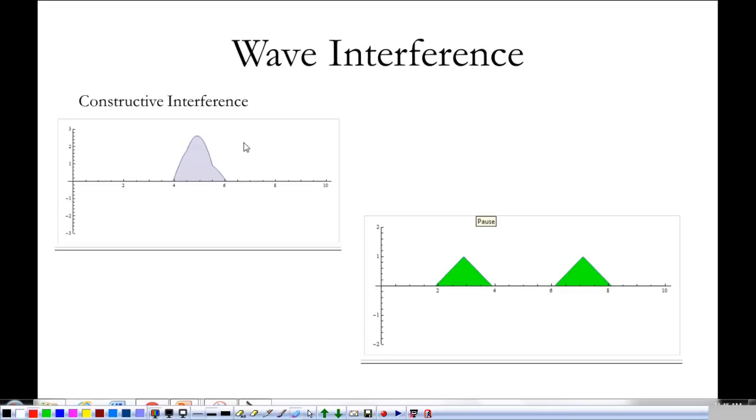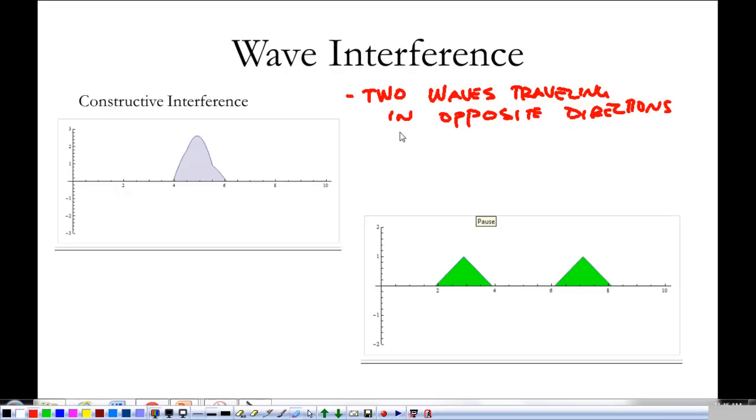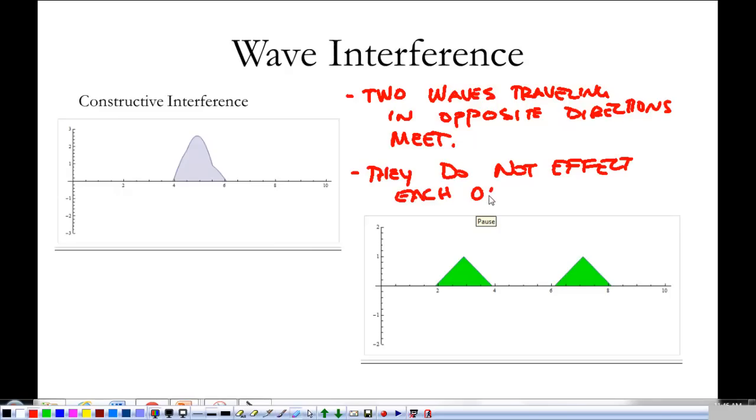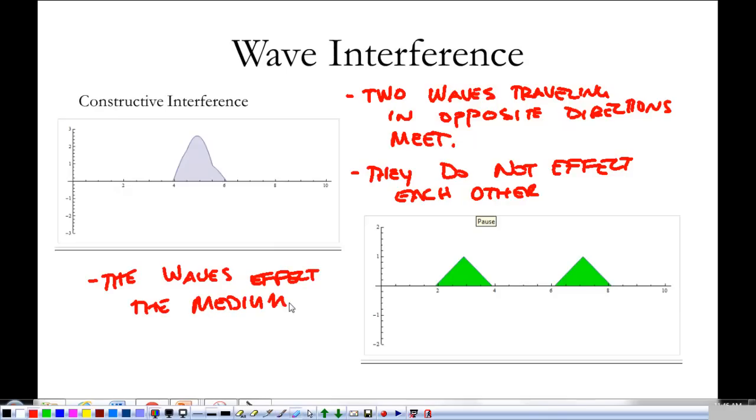We get wave interference when two waves in the same medium meet. They're going in opposite directions in the same medium. Now, when they hit, they do not affect each other. But what they do is affect the medium. I just have two different waveforms here. I've got the triangle waves and the sine waves.